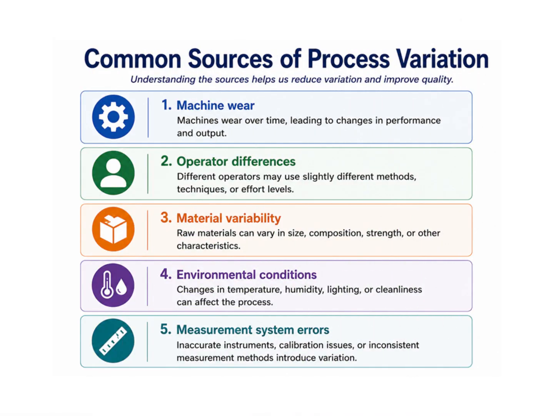Real-world processes are affected by many different sources of variation. Some common sources include machine wear, operator differences, raw material variability, environmental conditions, and measurement system errors. One of the goals of Lean Six Sigma is identifying which sources of variation are causing the most problems. Some variation is normal. Other variation indicates a process problem that requires corrective action.